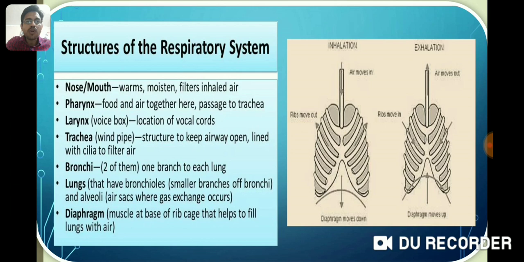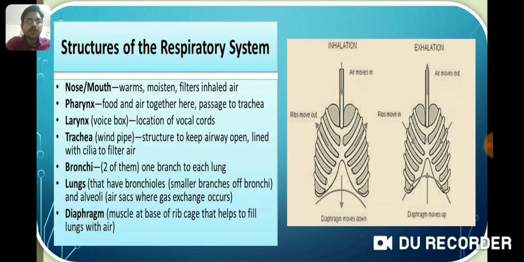Trachea, which is also called windpipe, is a tube-like structure that keeps the airway open. It is lined with cilia to filter air. Trachea gets bifurcated into two parts which are called bronchi. One bronchus enters into each lung. Inside the lungs, bronchi divide into many branches called bronchioles.